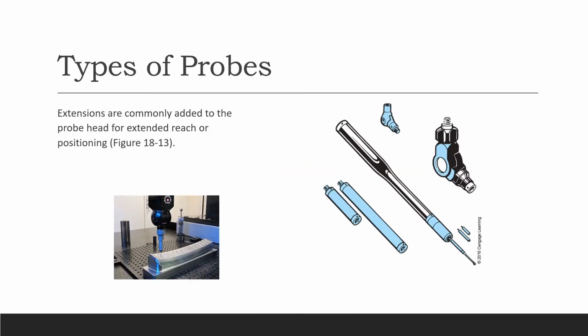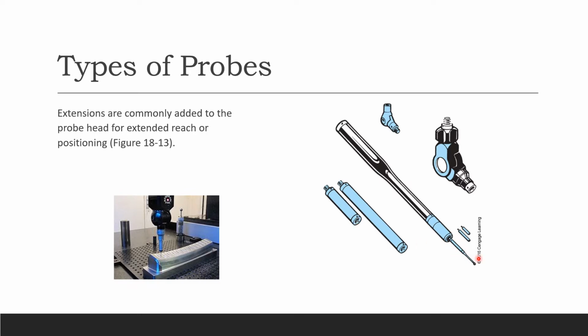Extensions, they're common and they're added to the probe head for extended reach of positioning. So you can see right here that's completely extended. You can see there are grooves right there, right? So you can go inside to measure this part. And here this is just a cartoon. You can see the probe head, and then you have different. This is just a probe body attached to your stylus.